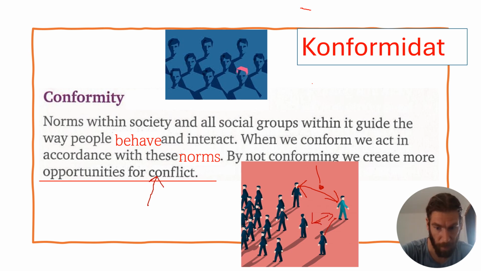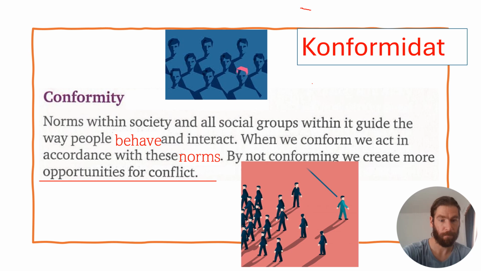This can create a conflict between those groups of people, because they will respond in a negative way. You also see it here. And mostly that will be a negative response. So this person is not conforming. And by not conforming, we create more opportunities for conflict. This is what you see happening here. More opportunities for conflict.